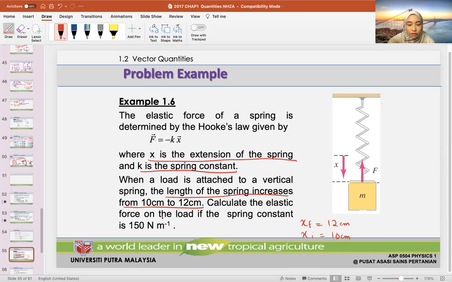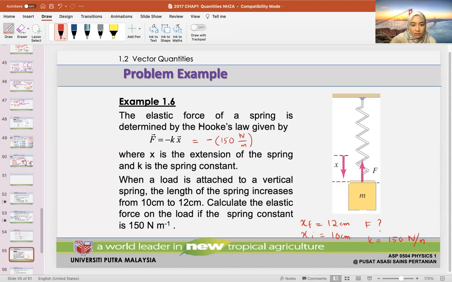Calculate the elastic force on the load. So it's asking what is F? If the spring constant is, if K is 150 Newton per meter. Okay, so these are the values that they have given and they are asking us to find F over here. Okay, dia dah kasih equation dah. Okay, so let's use this equation. So F equals to minus K, 150 Newton per meter, and then it's asking for X.